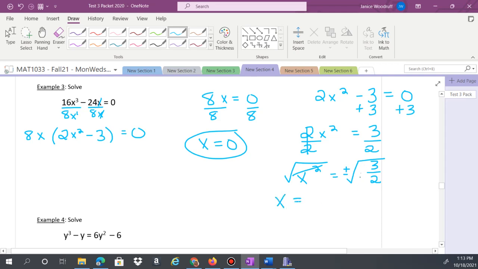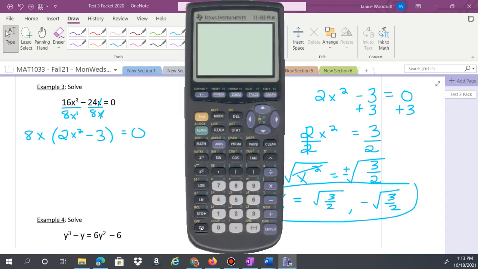And we're not going to actually get that number, okay? So we're just going to say it's positive square root of 3 over 2, and then negative square root of 3 over 2. We're going to leave it like that, simplified. Okay, because this is probably a pretty yucky number here.